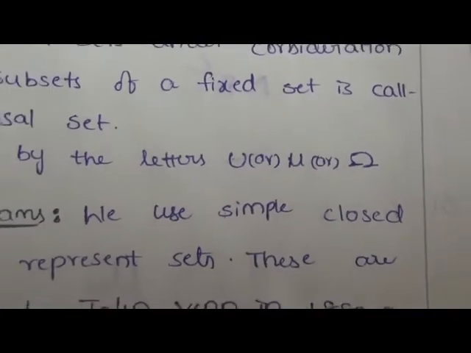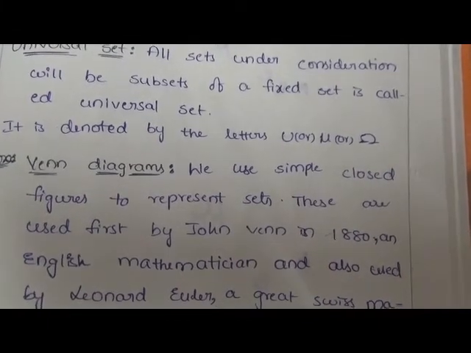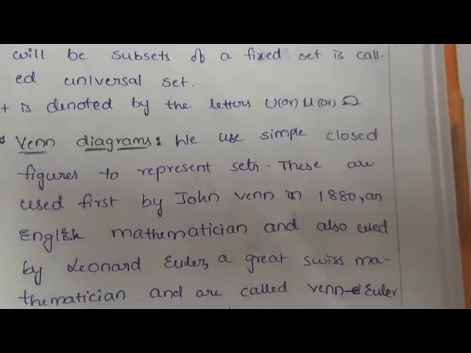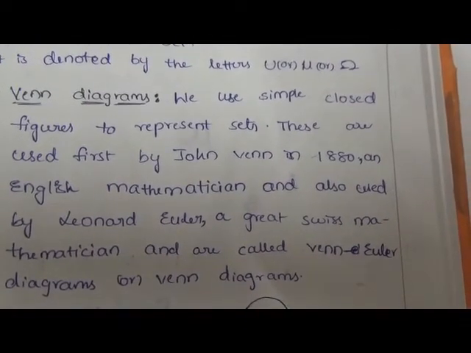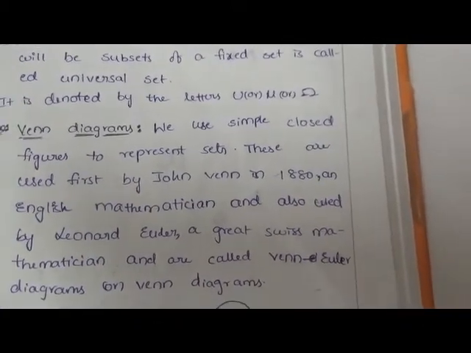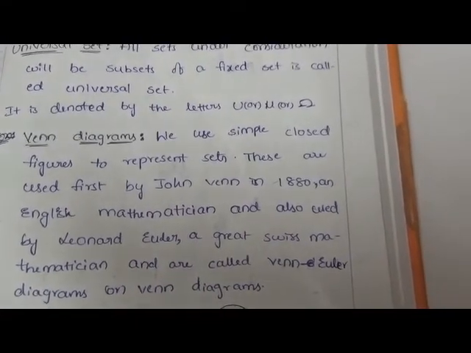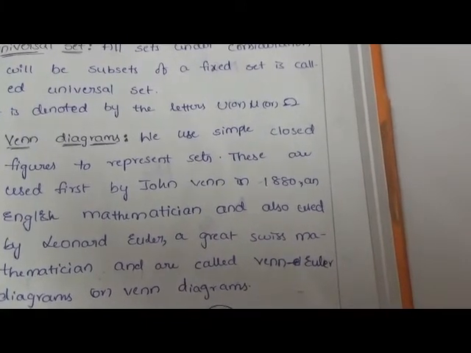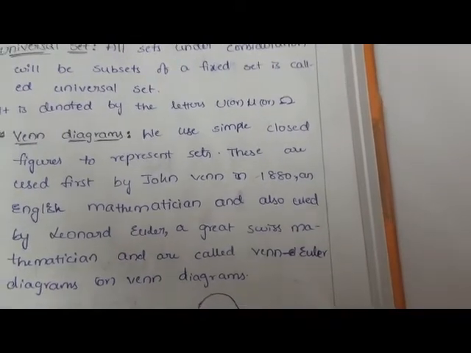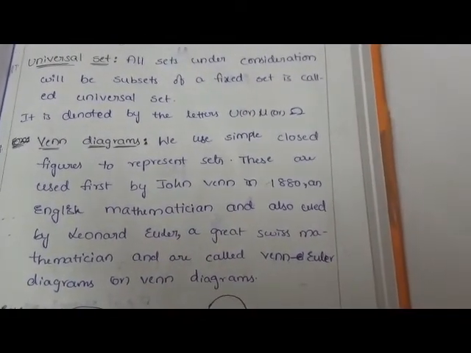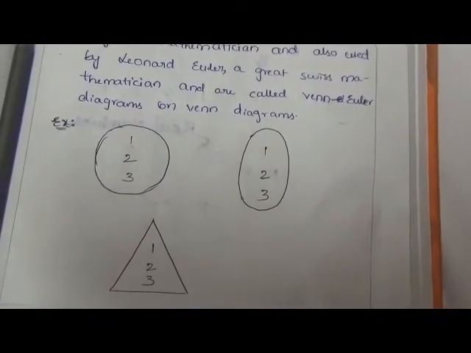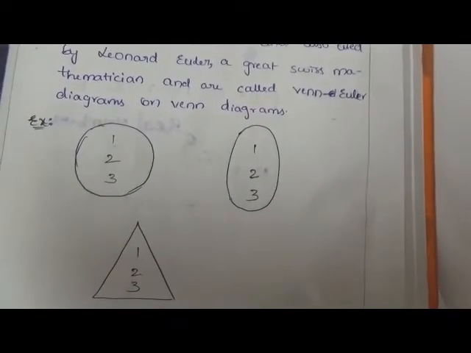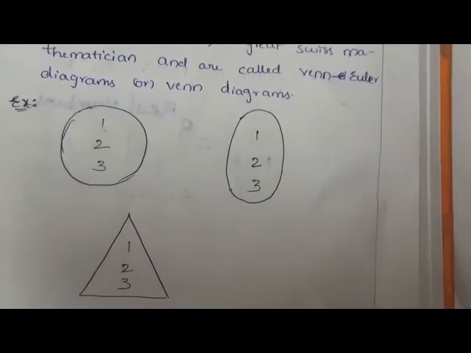Then the next topic is Venn diagrams. We can solve these set problems by using Venn diagrams also. Here we use simple closed figures to represent sets. These were first used by John Venn in 1880, an English mathematician, and also used by Leonhard Euler, a great Swiss mathematician, so they are called Venn-Euler diagrams. For example, these closed figures we can draw like circles, ovals, or triangles. Whatever you want, you can choose any of these shapes to draw Venn diagrams. Okay, circles, ovals, and triangles.